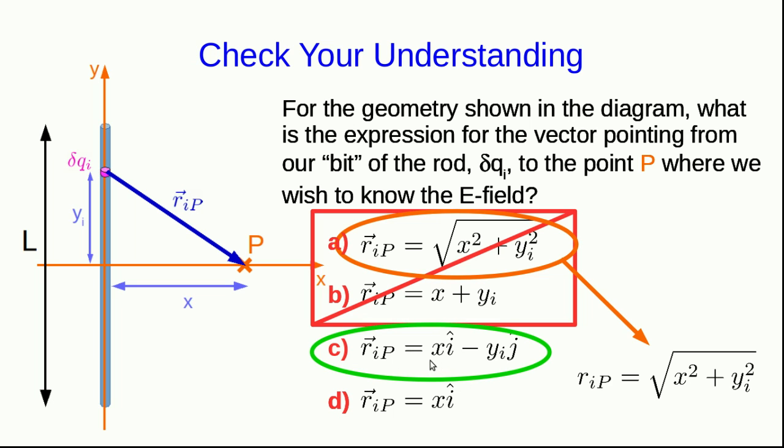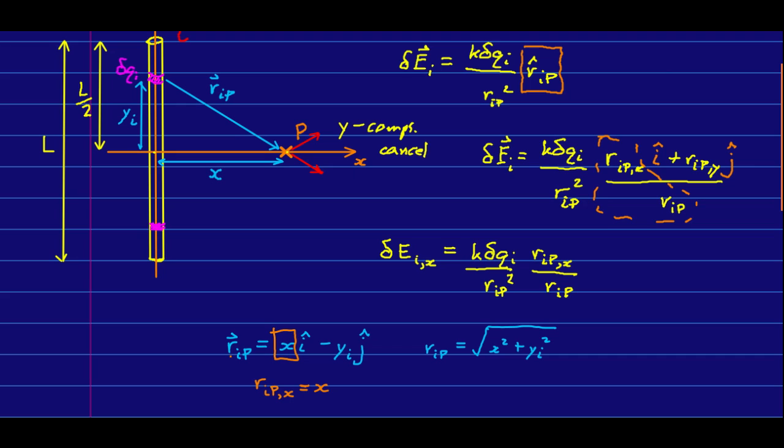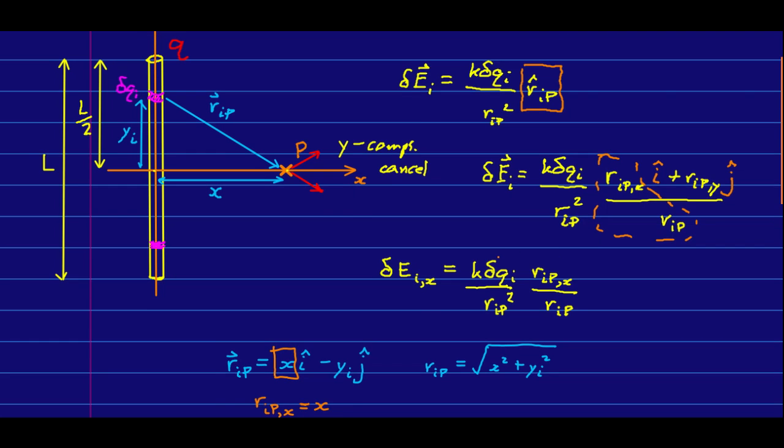Here is the r_i vector, and we already know we need its x component, and we can just read that off. It's nothing more than x. And we'll also need its magnitude, which is like so. And so the only thing left in this expression we need to deal with is this delta q_i.